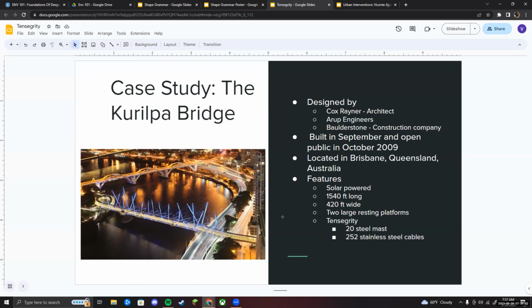The bridge features solar panels. It is 1,540 feet long and 420 feet wide. It has 2 resting platforms throughout the bridge. And in regards to tensegrity, it has 20 steel masts and 252 stainless steel cables.